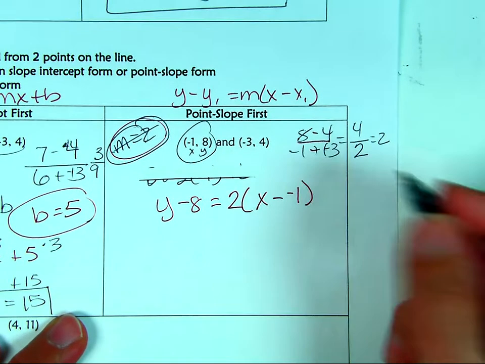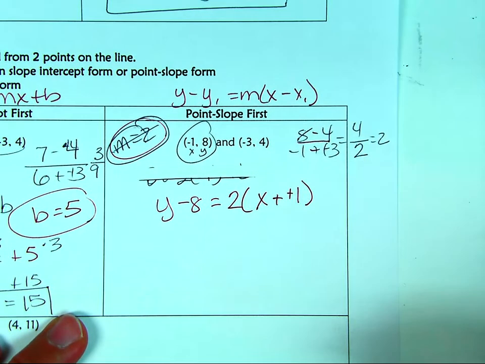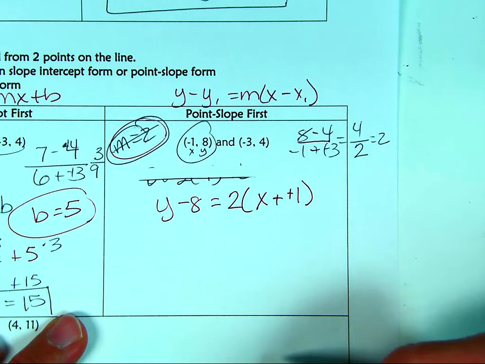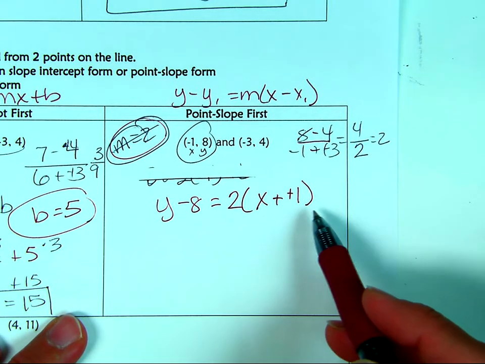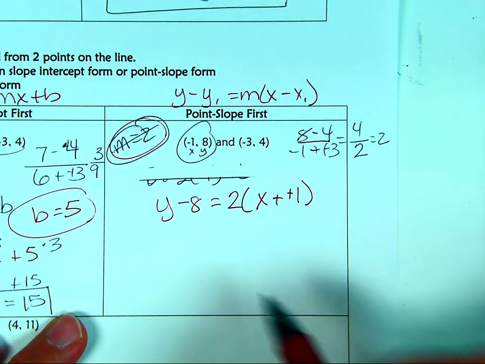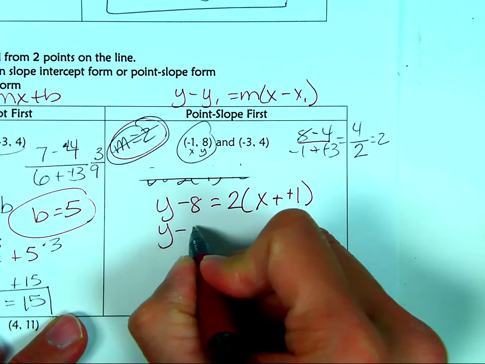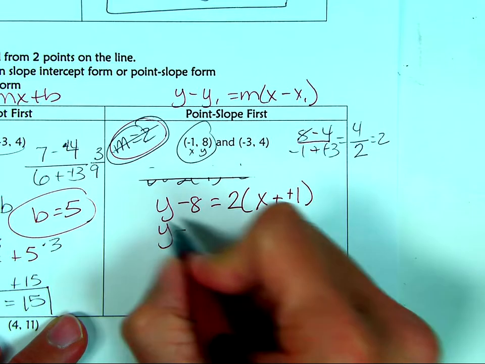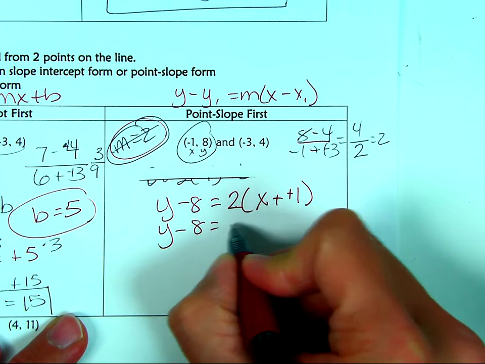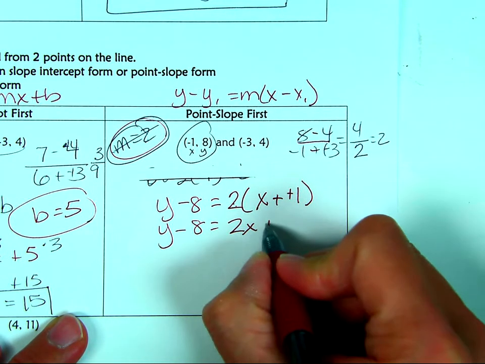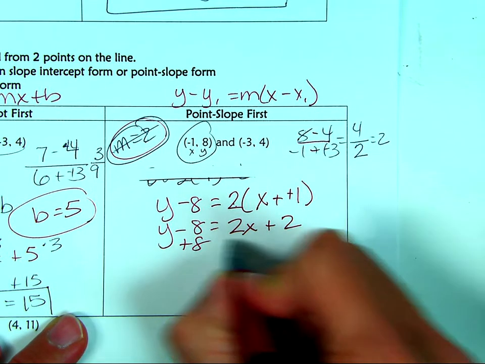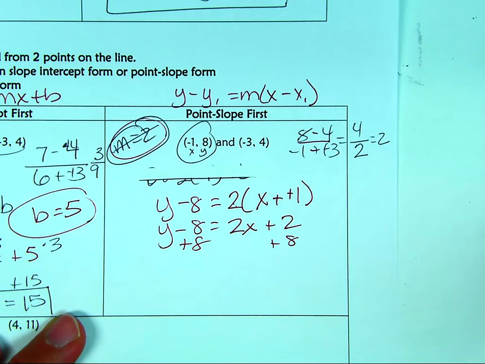Much easier than the other one. Two negatives cancel each other out. So now really we have integers. We don't have any fractions. So I just need to get rid of these parentheses and move the constants over to the right side and the x's over to the other side. So 2 times x is 2x and 2 times 1 is 2. So I'm going to add 8 to both sides. And then I'm going to subtract 2x from both sides.